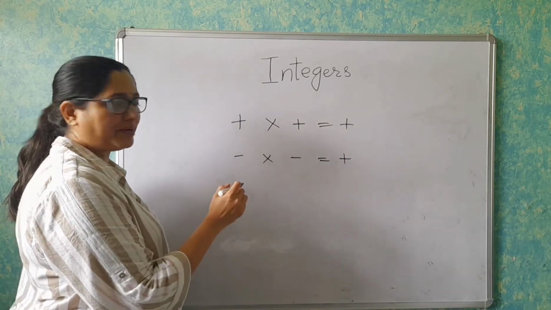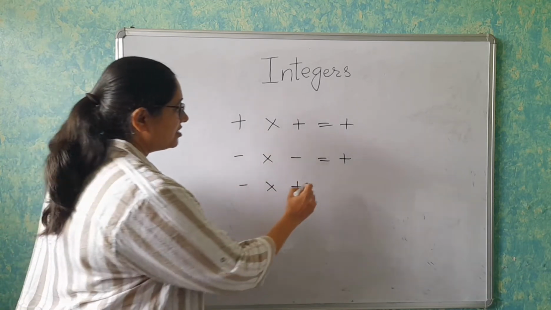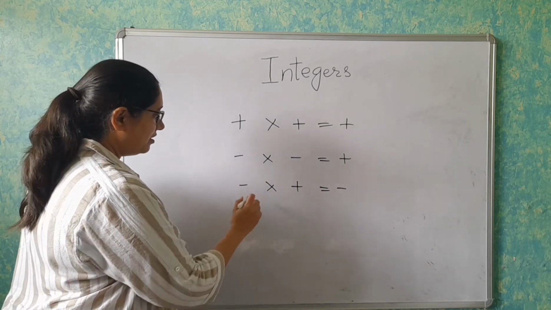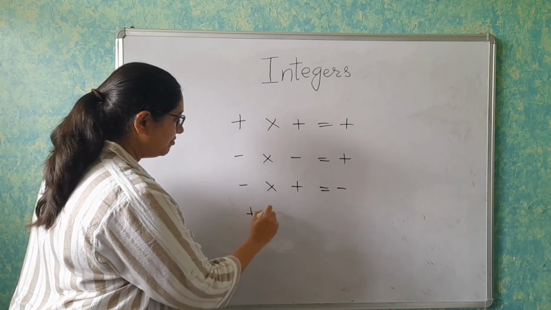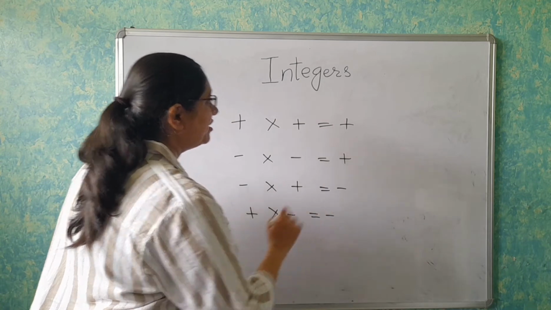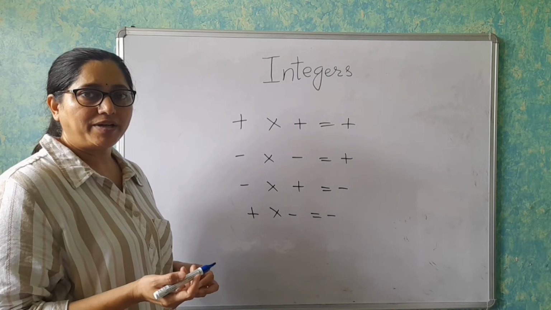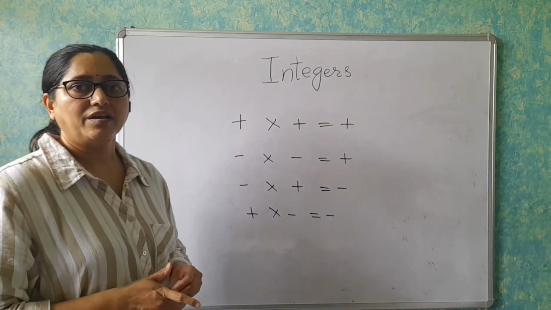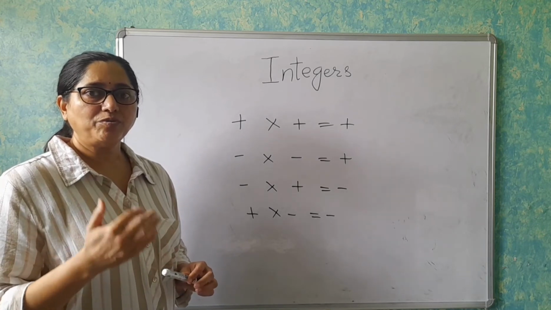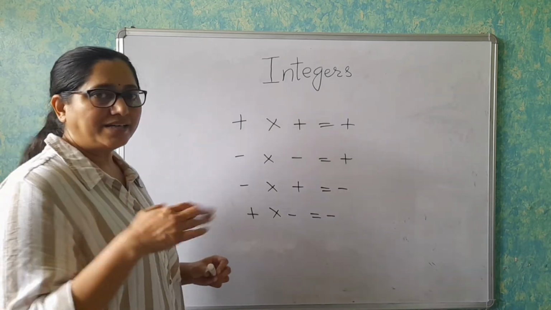Now if I am multiplying a negative integer with a positive integer, my answer is always negative. Now I can reverse the order. The first integer may be positive and the second integer may be negative. Still the answer is always a negative integer. You should always remember these four rules before multiplying the integers. I have seen many times that students get confused whether they have to put a positive sign or a negative sign in their answer. Let's take an example.